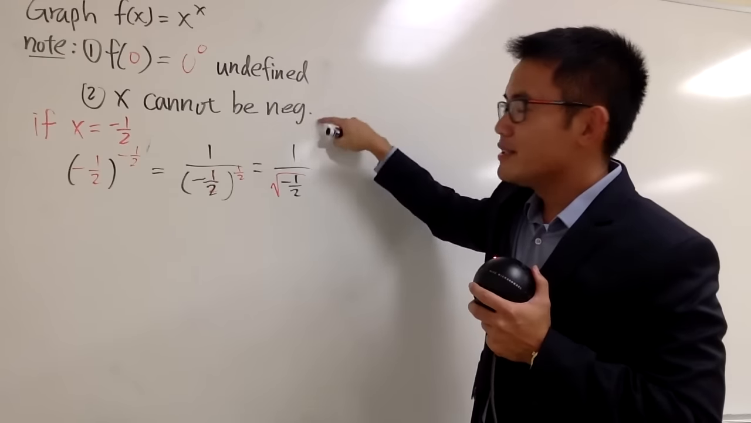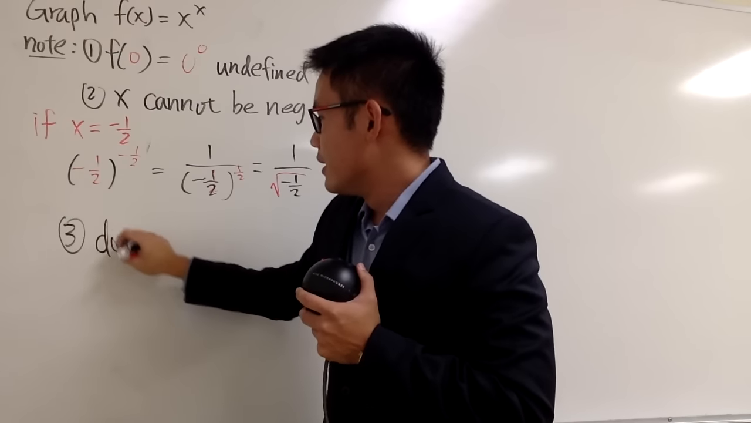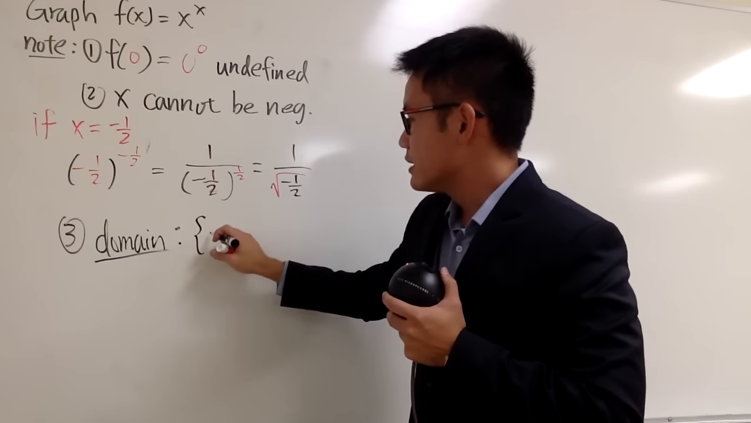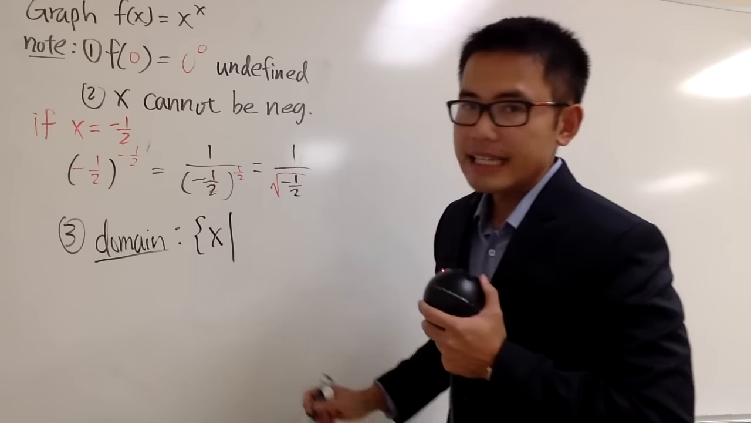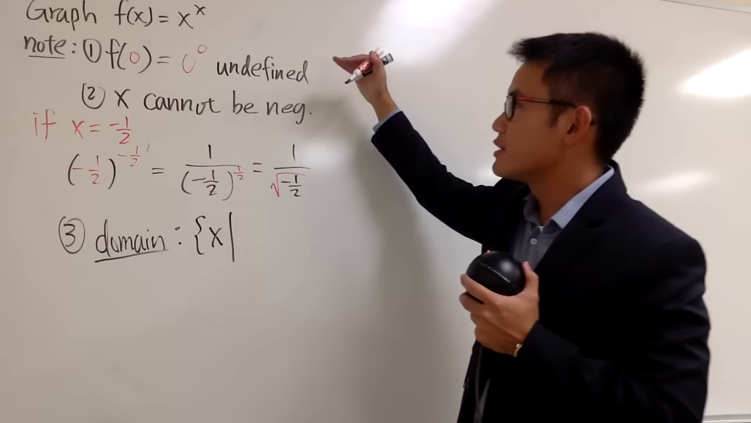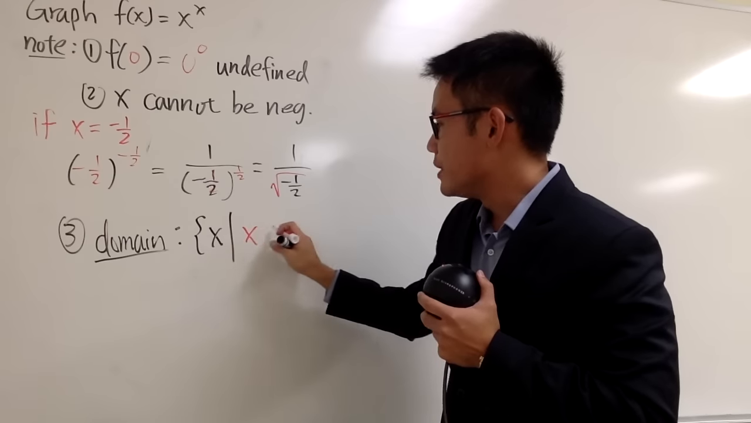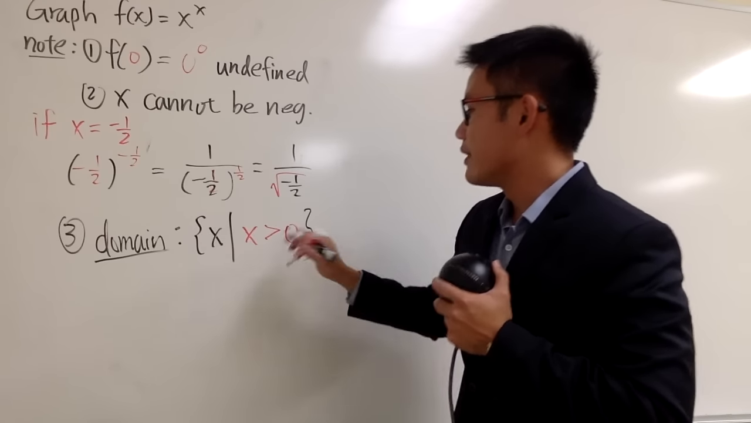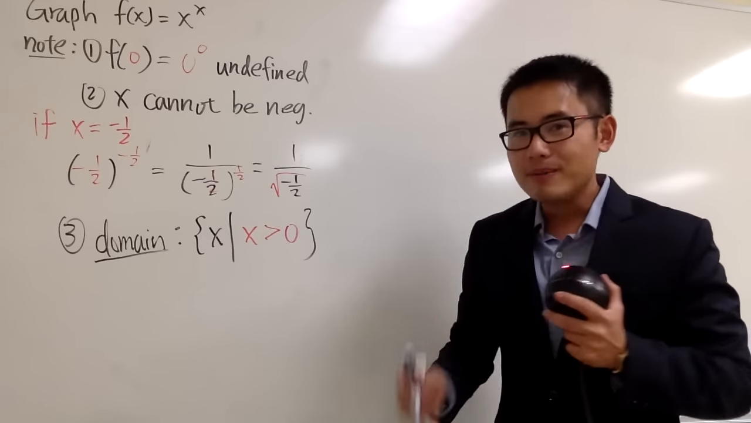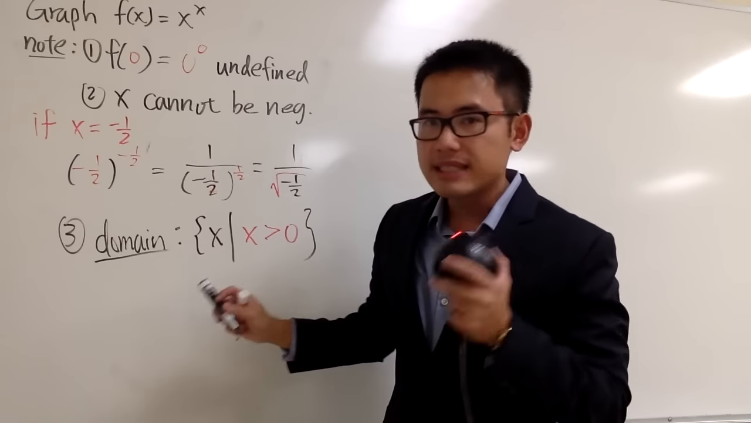Okay, combining these two ideas, I can tell you here, third part is that we can talk about the domain of this function, which is the set of x values such that I don't want x to be negative, I don't want x to be zero, otherwise this is undefined. In other words, I just want x to be greater than zero, and that will be the domain for this function, okay?